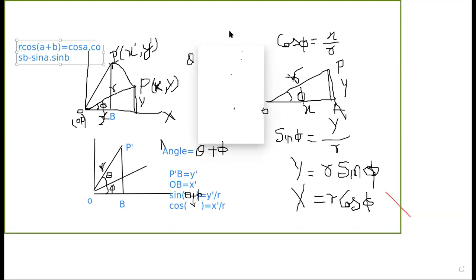If you multiply with the R, then you will get what? R cos A cos B minus R sin A sin B. Okay.